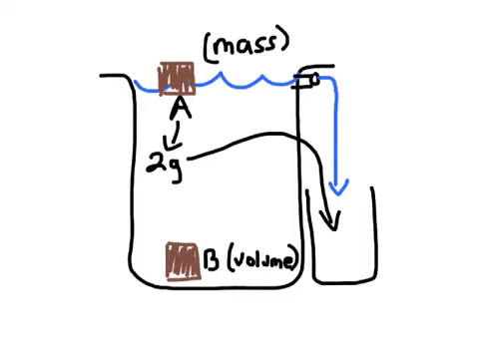Similarly, if B is, let's say, a 10 milliliter volume solid, then 10 milliliters is what's going to go overflowing into the beaker. So remember that objects that float displace an amount of water that's equal to their mass, and objects that sink displace an amount of water equal to their volume. And we'll go into later why that is true, but for now, that's the relationship that you're looking for.